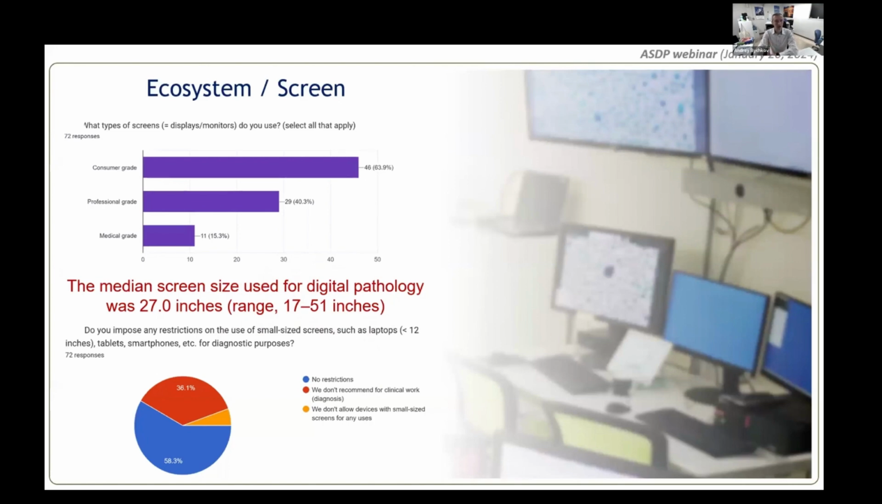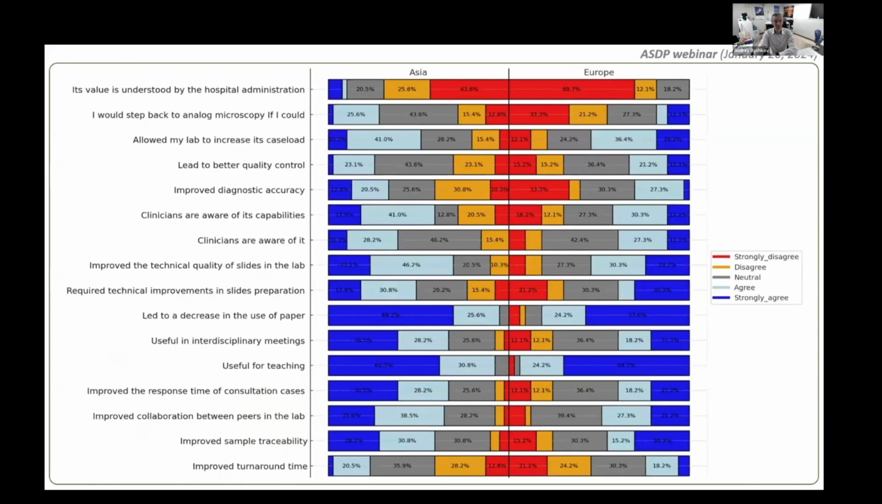We figured out that most laboratories did not impose any restrictions on the use of small size screens for diagnostic purposes. This could be laptop, less than 12 inches, tablets, even smartphones. However, many still did not recommend this size for clinical work.